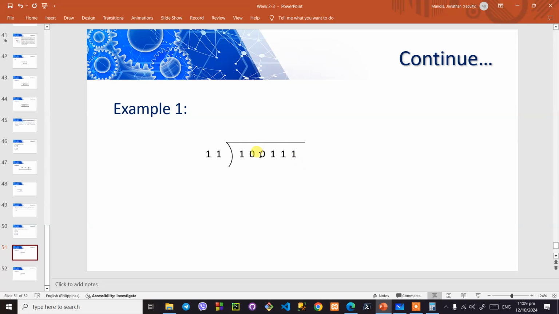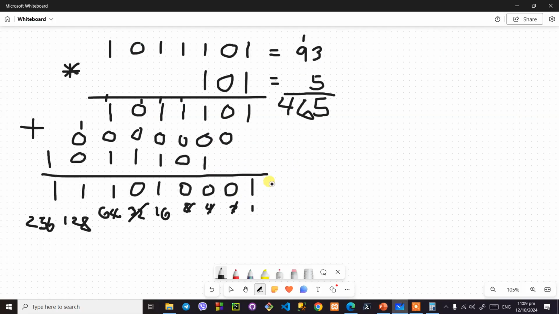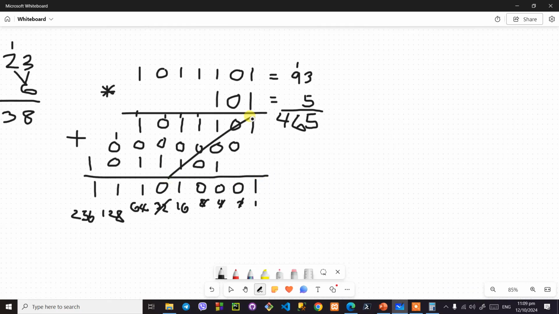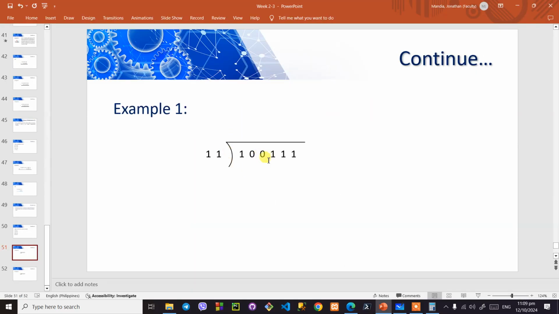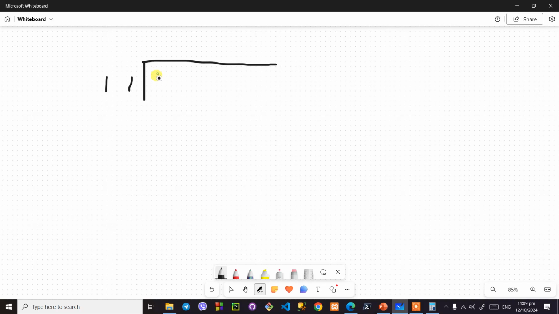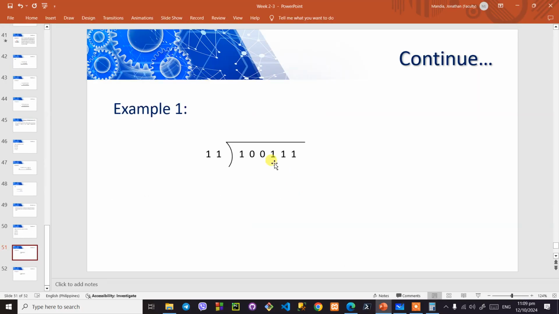So our dividend and our divisor, as it is called. Okay. Now, let's transpose it to our magical whiteboard. So, we put it here. So, we have 1, 1, then divided by 1, 0, 1, 0, 0, 1, 1, 1. Okay. 1, then we have 0, then we have 0, then 1, 1, 1. Three 1s, correct? Oh, it's correct.